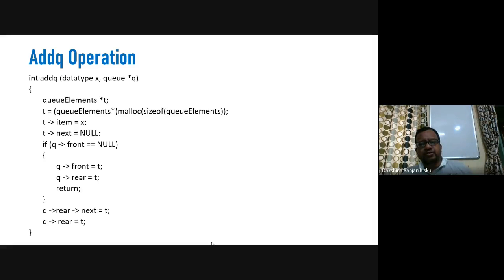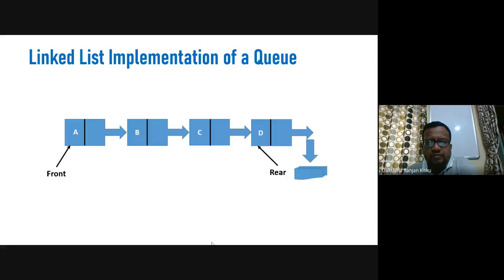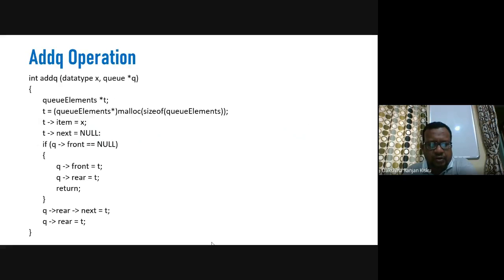Q rear next equals to T means the next of the Q rear node will be set to T. That means the pointer of the last node will point to the new node. That is why we are making Q rear next equals to T, and then we are making Q rear equals to T. That means now the rear pointer will be advanced, and it will point to the last node, that means the newly inserted node. So here T is the newly inserted node.